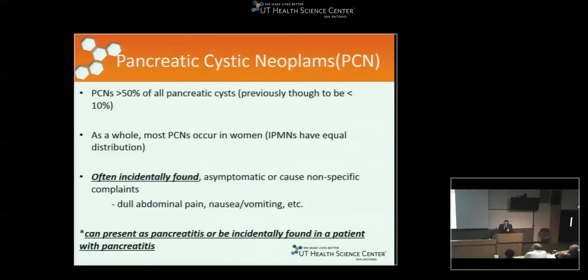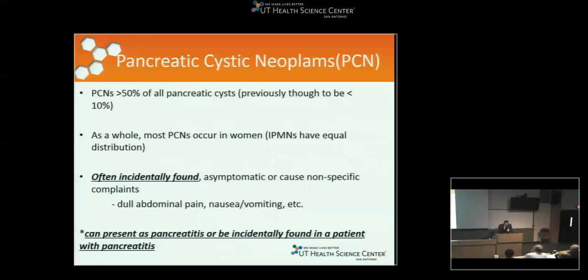Originally, it was thought that pancreatic pseudocysts accounted for greater than 90% of all cystic lesions of the pancreas, but now it's thought that PCNs comprise almost or greater than half of them. As a whole, PCNs occur more frequently in women, though IPMNs have equal gender distribution.